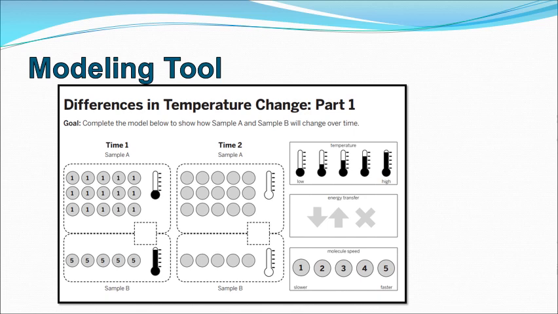Okay, so we're going to take a look at the modeling tool. So you guys were given this modeling tool, and hopefully we're realizing that sample B is at a higher temperature than sample A. And most of you, I am assuming, would go ahead and put an arrow going up. Now, the tricky part is thinking about what the temperature for time 2 would be.